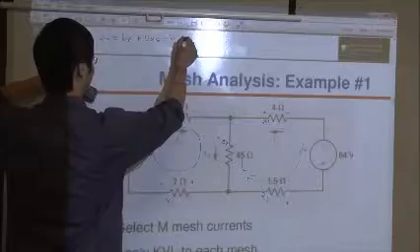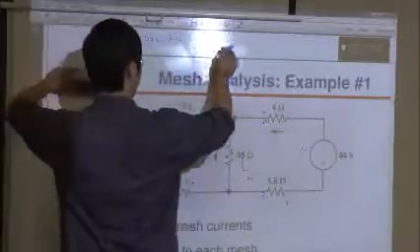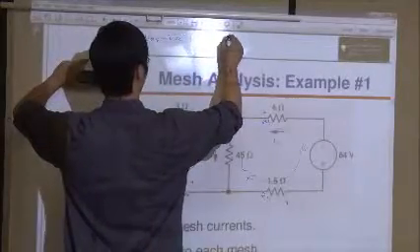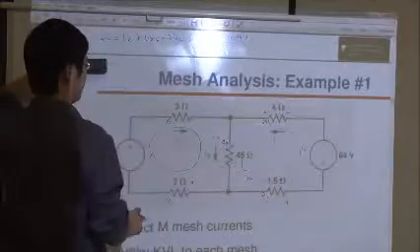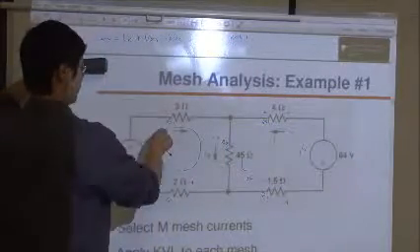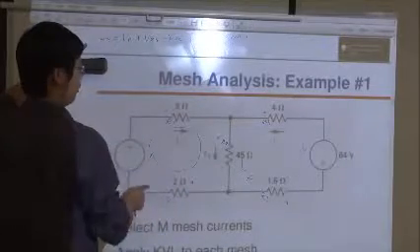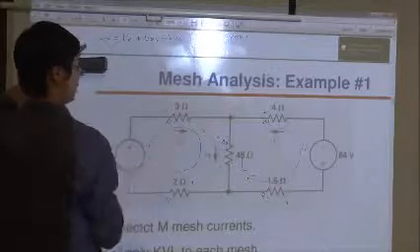VR2. This is the first equation, the KVL for the first loop, KVL for mesh 1. Then we need to figure out how to correlate VR1 with your mesh currents I1 and I2.